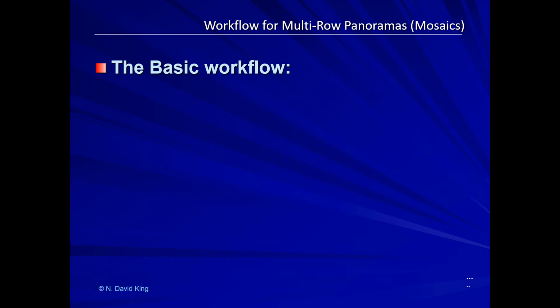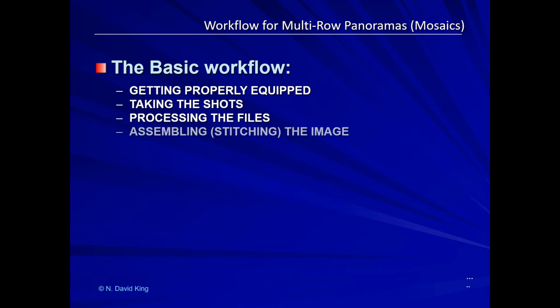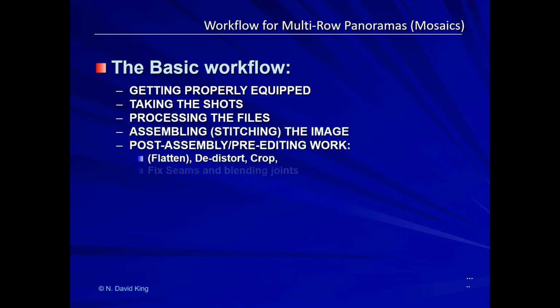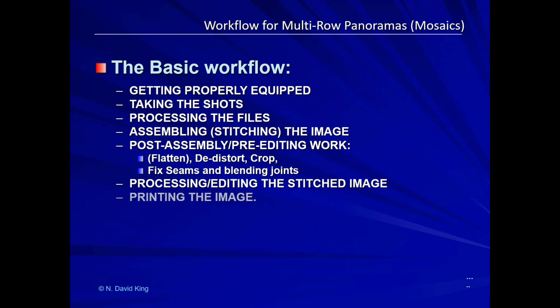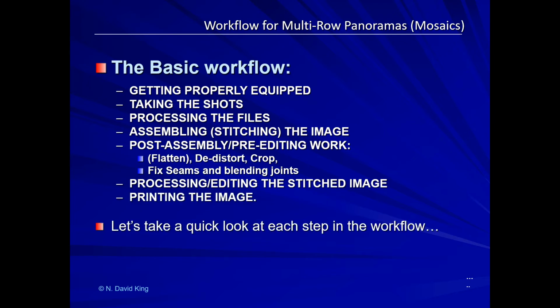So here's going to be our basic workflow in order to put these together. First, you've got to get equipped, then you're going to have to take the shots, then you're going to have to process the files. We're going to assemble and stitch the image from those files. There'll be some post-assembly and pre-editing work to do. You've got to process and edit that stitched image, and then you've got to print it. So let's take a quick look at each step in the workflow as we drill down through these steps. And remember, in this first presentation, we're mainly just talking about the shooting side of this. We'll get to the processing in the next one.